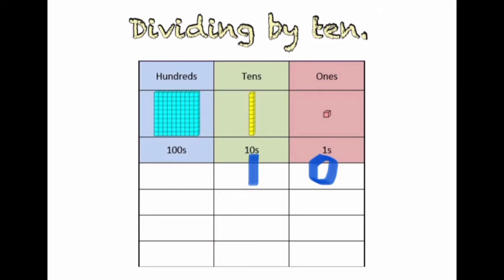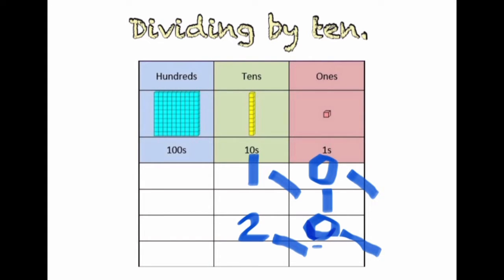When we're dividing by 10, our number is getting 10 times smaller. So our digits move one space to the right. So our 1 is no longer a 10, it's in the place of the 1s. So 10 divided by 10 is 1. 20 divided by 10 is 2. You can see it quite clearly here.